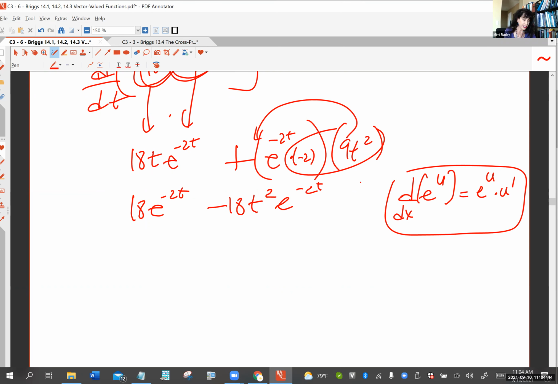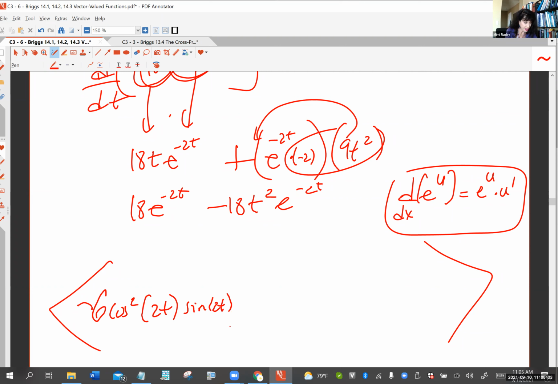Okay, and your final answer for this guy, which is like a nightmare. Oh, I see what I did in letter C. Negative 6 cos squared 2t sine of 2t. Okay, and then the middle term was 6 over 5, 6t plus 1.